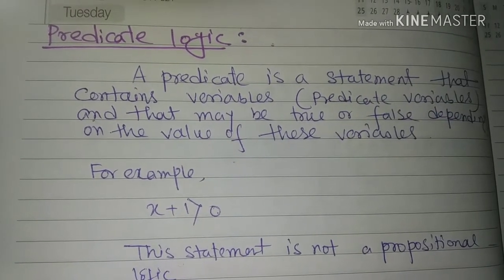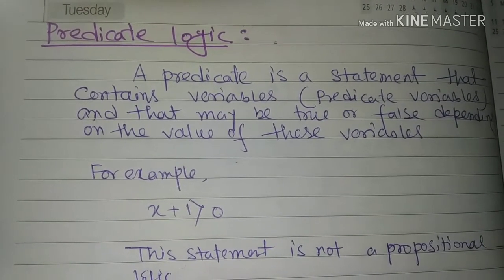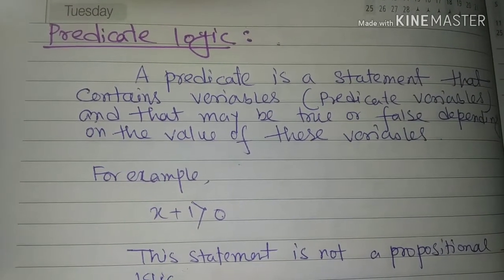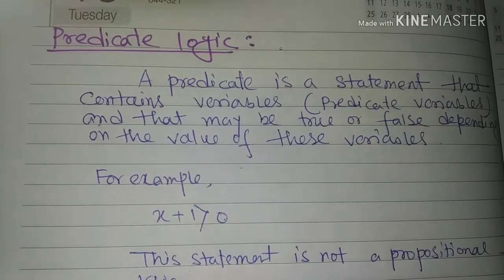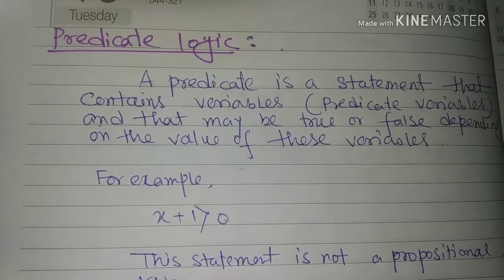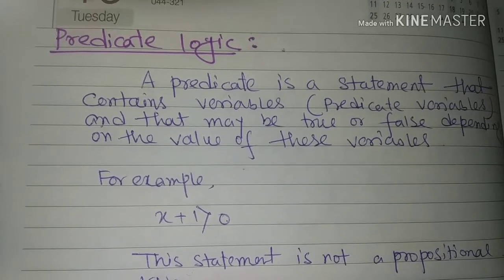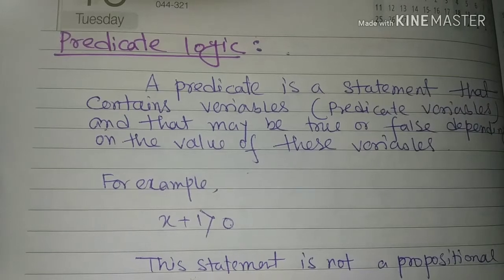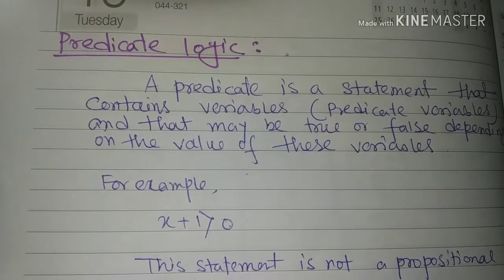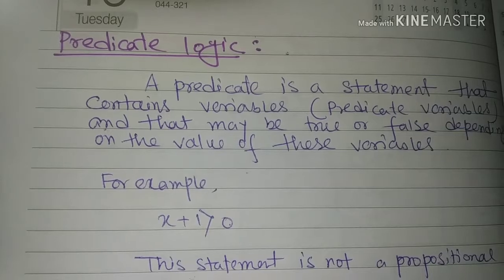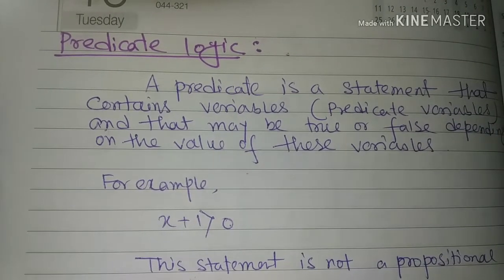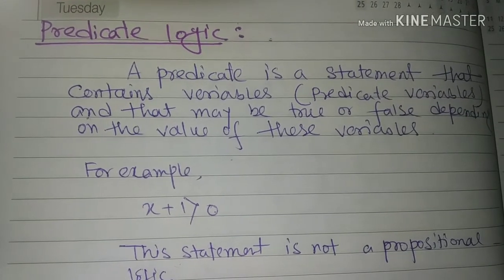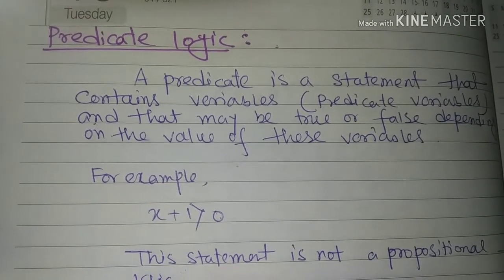So a predicate is a statement that contains variables, and this statement will be true or false according to the value of these predicate variables. In propositional logic, a statement is a proposition if it returns either a true or false value. But a predicate does not by itself return a true or false value. It will return a true or false value depending on the value of the predicate variable.